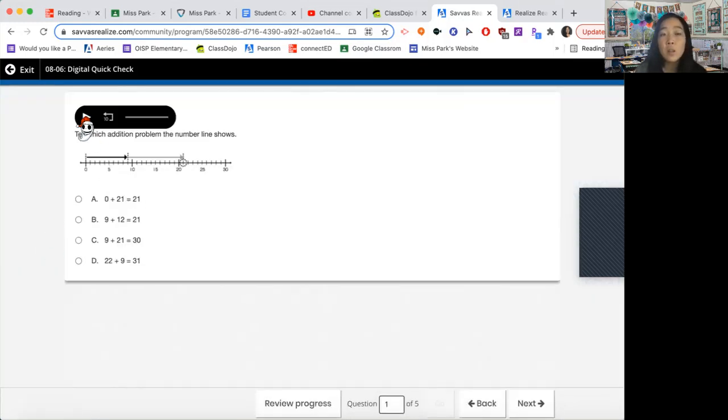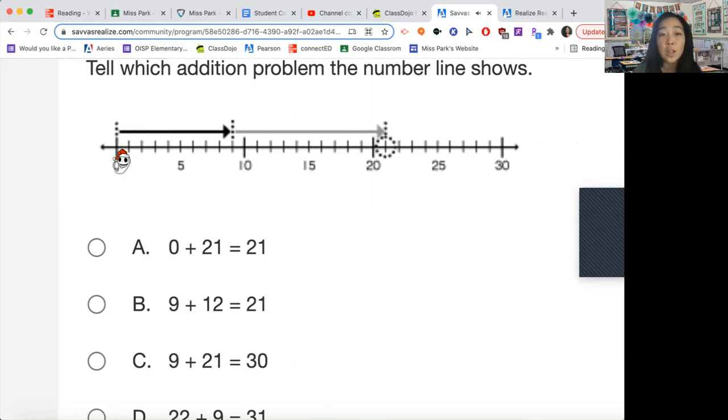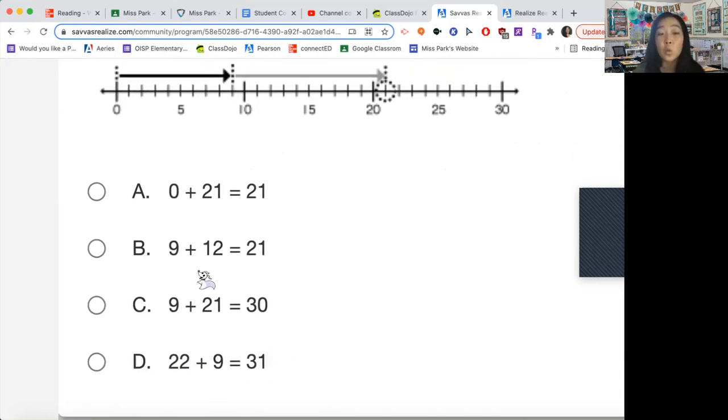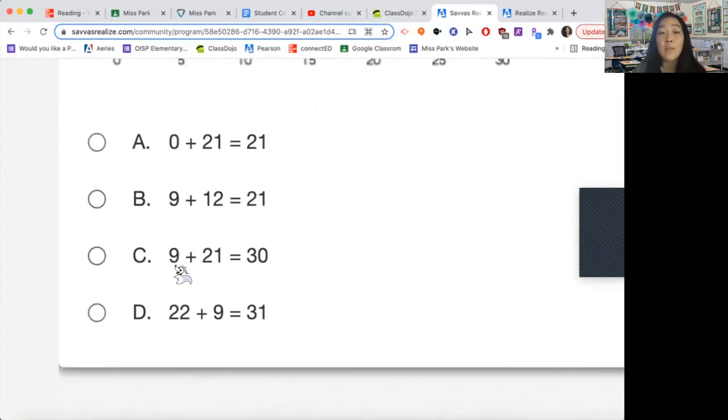Okay, let's have it. Tell which addition problem the number line shows. So here we start at 0, but it takes us to our first number. Our first number is actually right here, which is right before 10. So it's number 9. So which of those shows the 9 first? It's either going to be B or C.